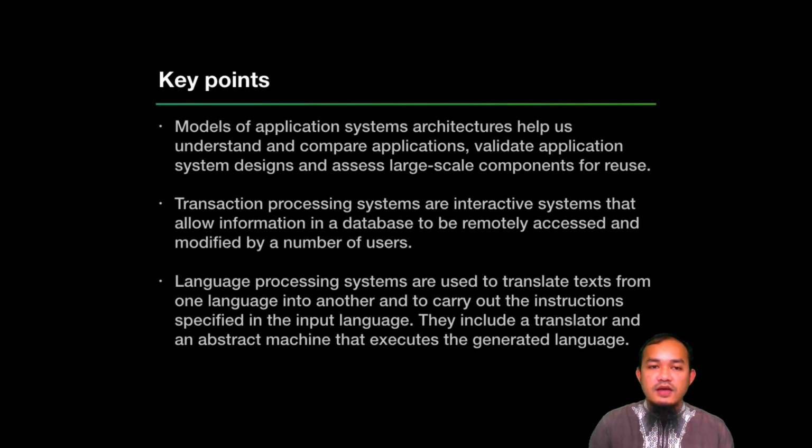The main systems that we face nowadays are of two types: transaction processing systems and language processing systems. If we look at those systems, they implement a lot of architectures. For example, a transaction processing system such as an information system implements the layer architecture pattern or the MVC pattern. A language processing system implements layers, and pipe and filter can also be implemented. This is the key point and summary for this lecture about software design.